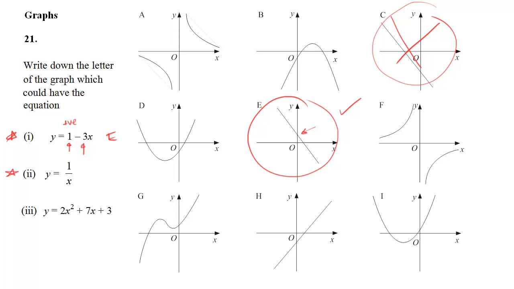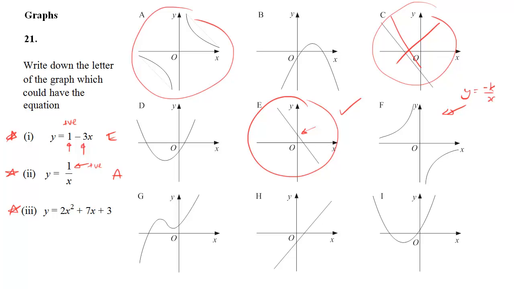Okay, the next one, y equals 1 over x. This is a reciprocal graph, and really you just have to learn what these graphs look like. There are two reciprocal graphs here, A and F, and which one it is depends on the sign of the number on the top here. Because it's positive, we know it looks like graph A. If it were negative, it would look like graph F. So for example, the equation could be y equals minus 2 over x, or minus 8 over x. Doesn't matter what it is, minus something over x, and it would be graph F.